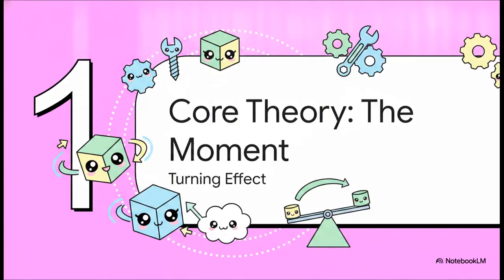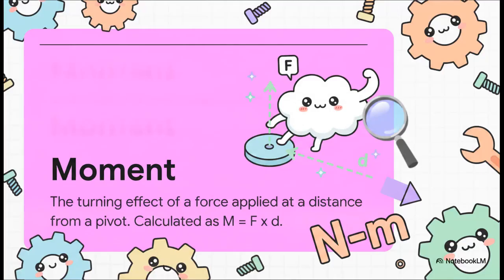Section 1. Core theory. The moment. Okay, before we start crunching any numbers, I want you to really visualize what we're actually doing here. In statics, we aren't just looking at straight lines. We're looking at the 3D turning effect of a force acting on a rigid body. Basically, it's the twist. When you apply a load off-center, things naturally want to twist. And as engineers, we need to completely control that.